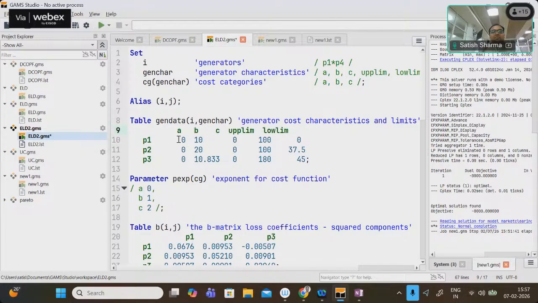Then the upper limit is there, which is 100 for each, and 180 for the third generator, and some lower limit of 0, 37.5, and 45 megawatts.